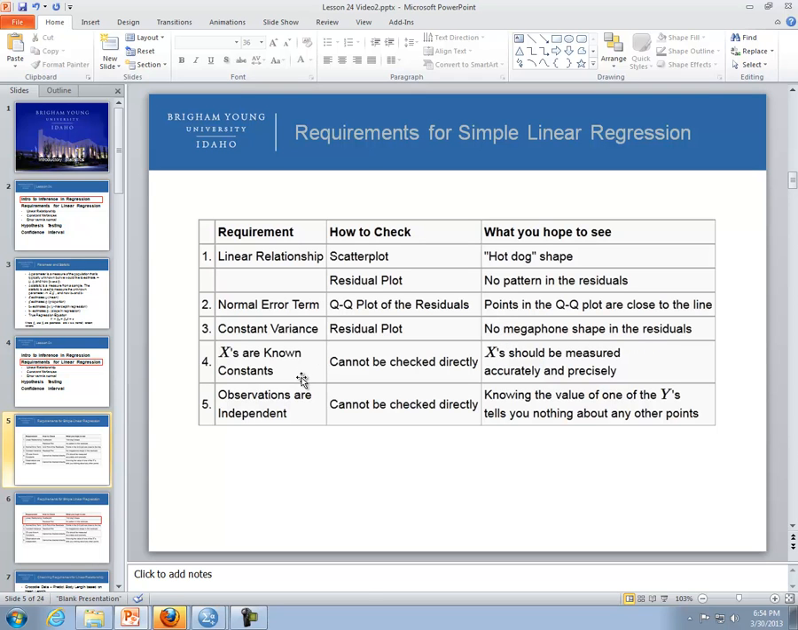Now the last 2 requirements, x's are known constants and observations are independent. We cannot check those directly. However, what we hope to see is that the x should be measured accurately and precisely for the 4th requirement. And for the 5th requirement, knowing the value of one of the y's tells you nothing about the other points. So either a random sample or independent.